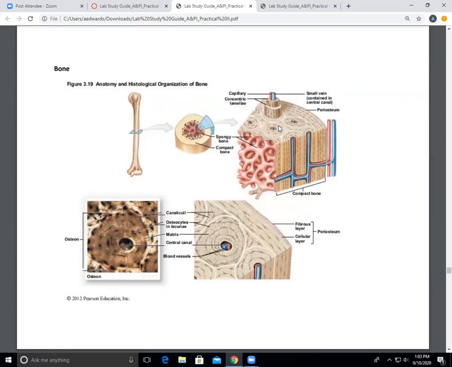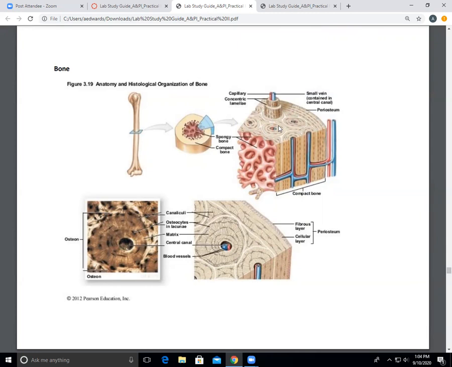You'll see the outer layer is compact bone, the inner layer is spongy. Outside of your bone's hard, it's compact, right? Inside is spongy. So this little network looks like a sponge, so spongy bone.